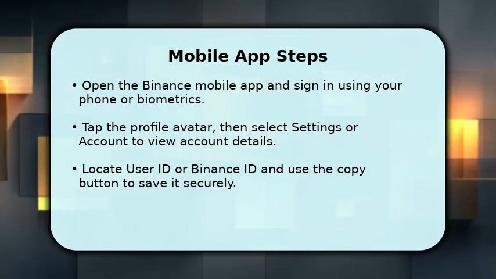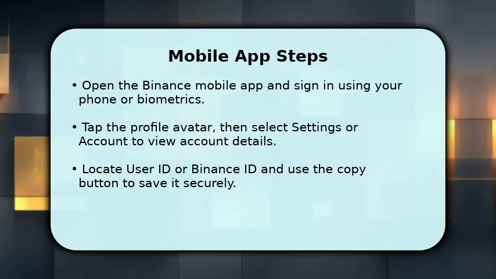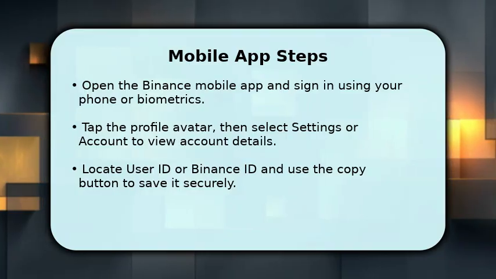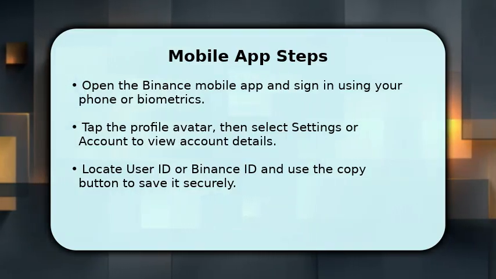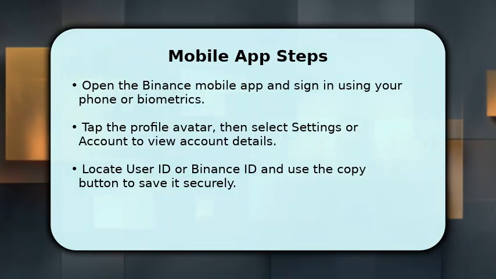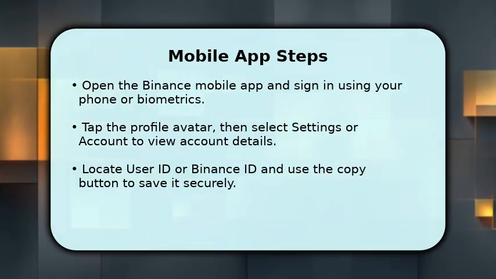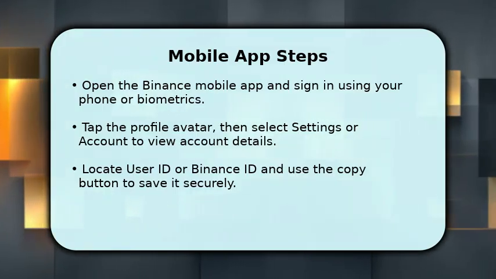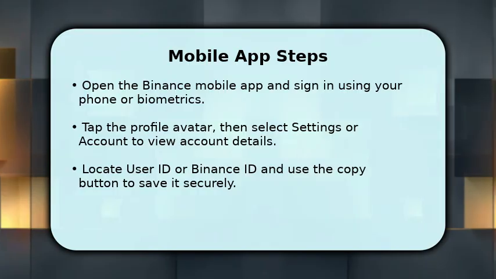Start by opening the Binance mobile app and logging in securely. Tap your profile avatar in the top corner and choose Account or Settings to access account details. Scroll until you see User ID or Binance ID, then use the copy icon or long press to save it to your clipboard. Store the ID in a secure note if you need to reference it later.